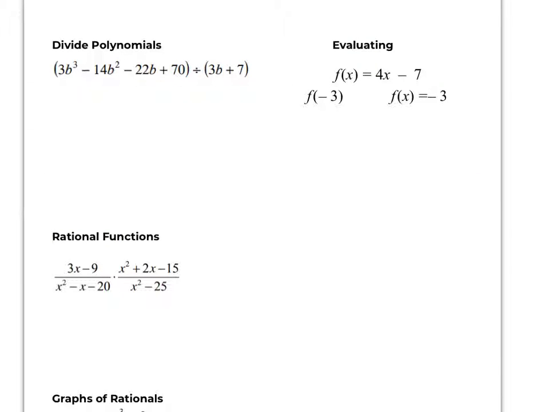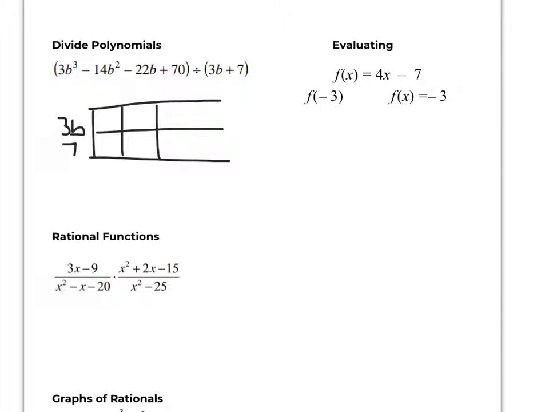After quadratics, we went into polynomials, and we learned about how to divide. So dividing is when we know the side of the box, and we're trying to get to the top. So 3b plus 7. First term, first box, and we put the divisor, what we're dividing by, on the side. So what times 3b is 3b cubed, and 7 times b squared would be 7b squared.